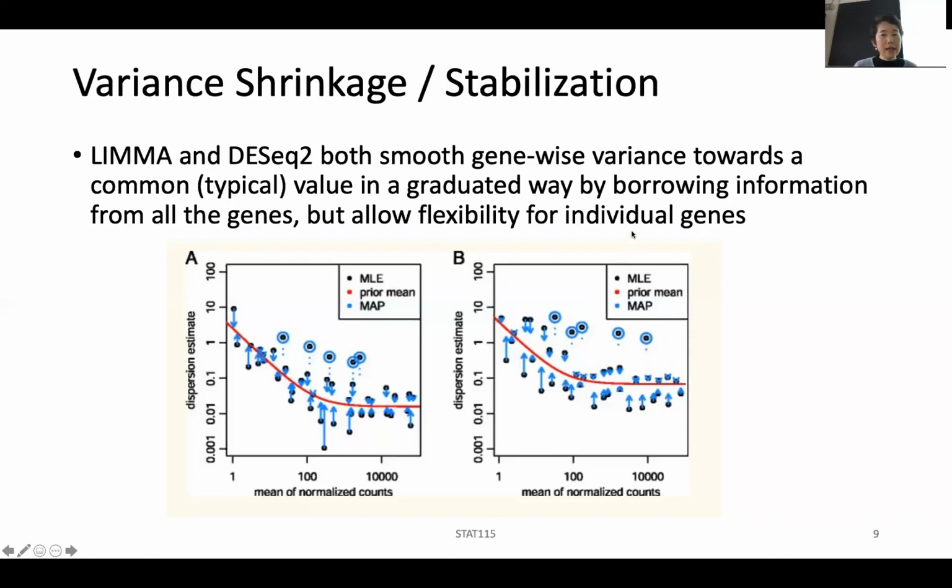Yeah, so basically, the red curve is the correction of the variation, or the theoretical variance of the genes at a different expression level. And each of the dots is the observed variance that you see at each gene, and you correct it a little bit by still looking at the data you get from each gene, but also looking at all the other genes to correct it a little bit. So to create a more stable variance estimate.